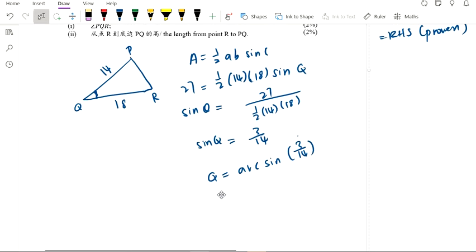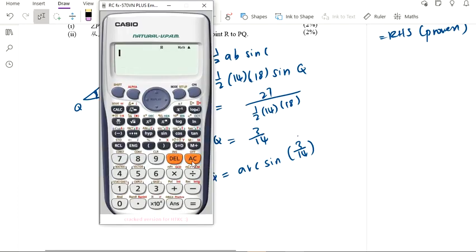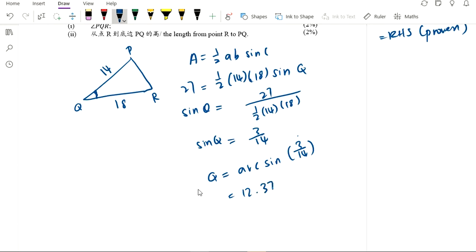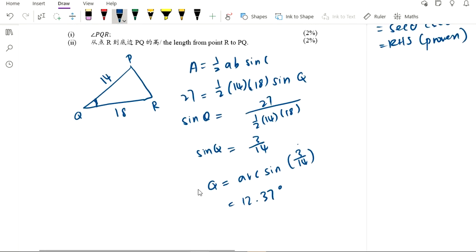Then you just press your calculator. Arc sine of 3/14 equals 12.37 in degrees. If your calculator is in radian, I think it should be fine if you leave the answer in radian. And now we're going to find the length from R to PQ, the height.